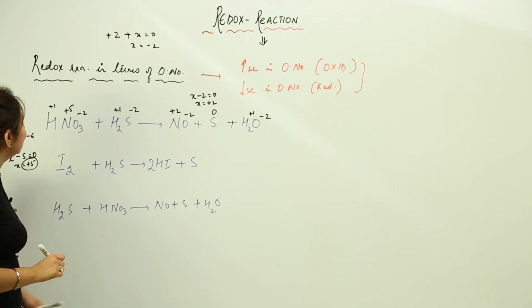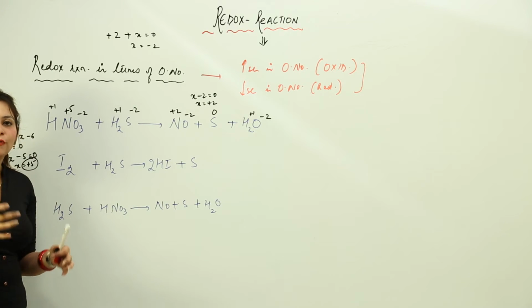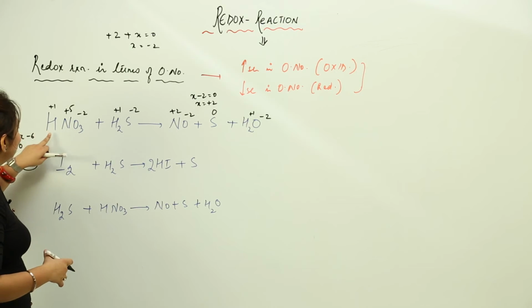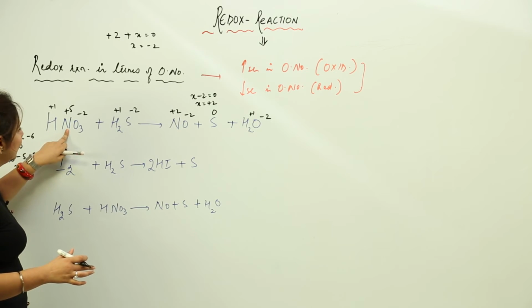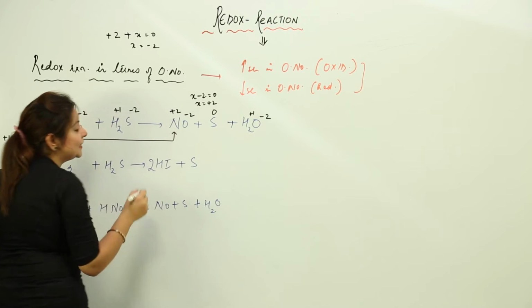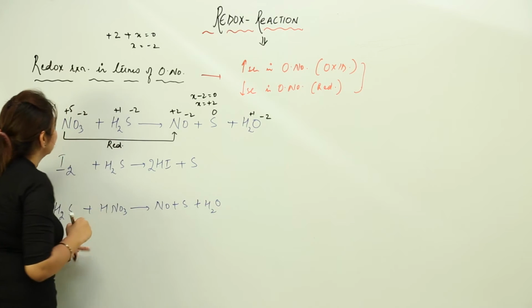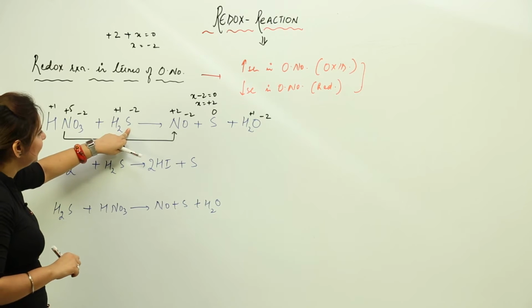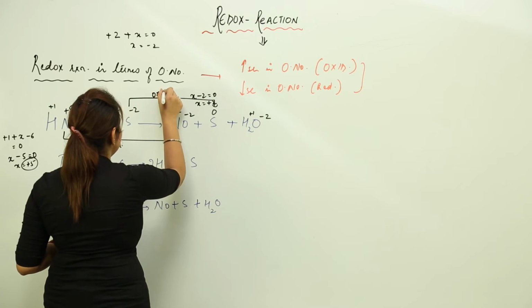Now we just focus on which atom's oxidation number is increasing and which atom's oxidation number is decreasing. Plus 1 for hydrogen, no change. Plus 5 for nitrogen changes to plus 2. That means the oxidation number is decreasing, so it is called reduction. For O, minus 2 again, the same. For S, minus 2 to 0, it is increasing. So that means this is oxidation.